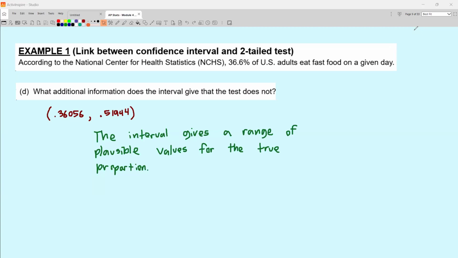Now, let me be clear. If you're asked to test a claim, you want to run a significance test. However, sometimes you do have to think about some values that that proportion could be, and that's where the confidence interval is going to help with that.